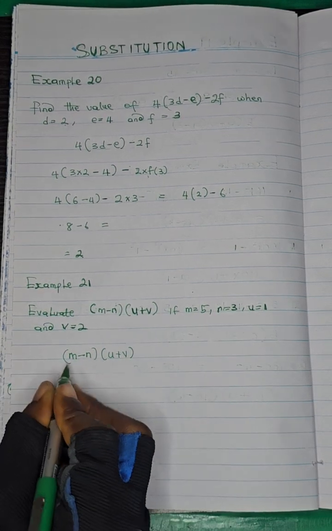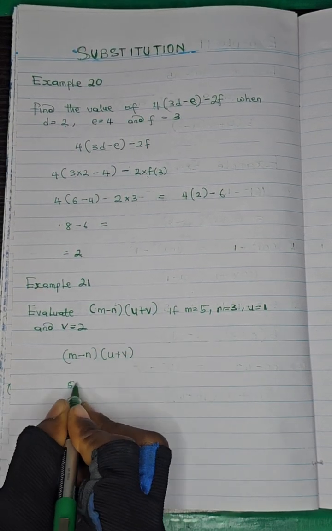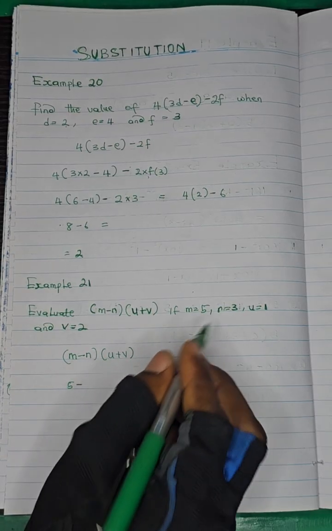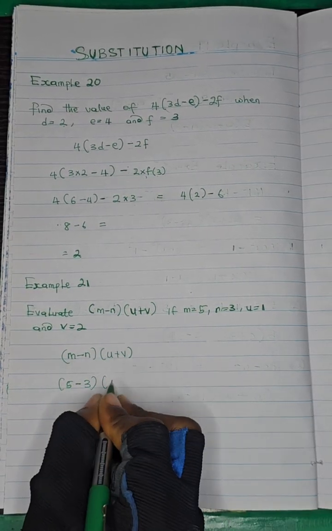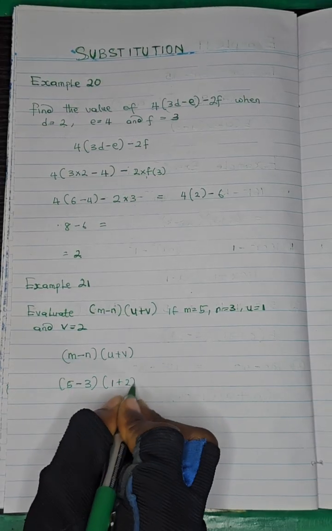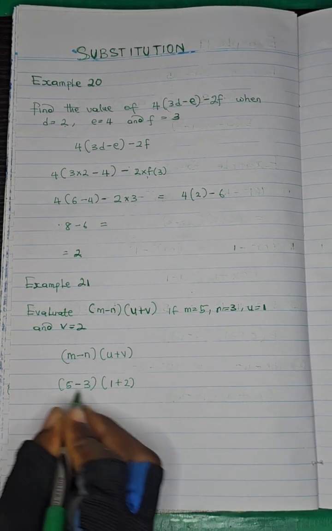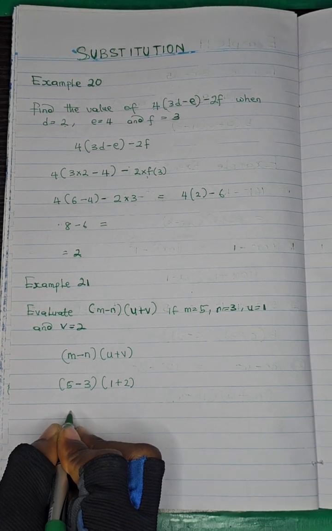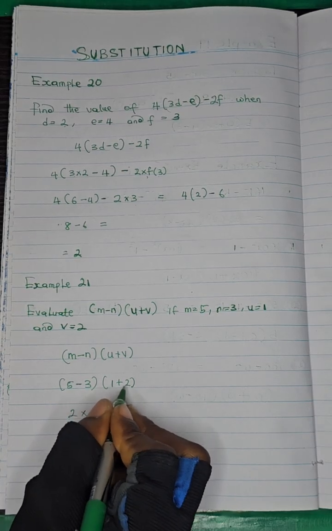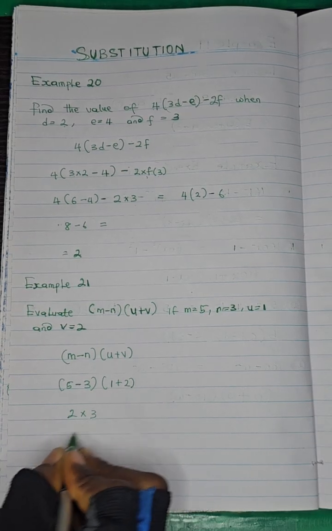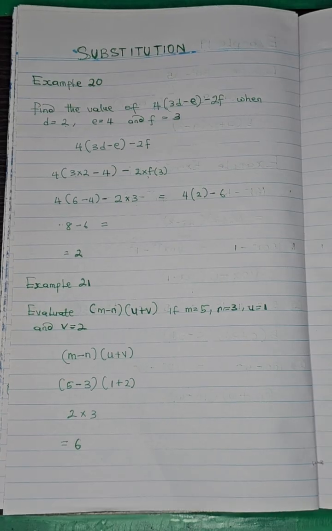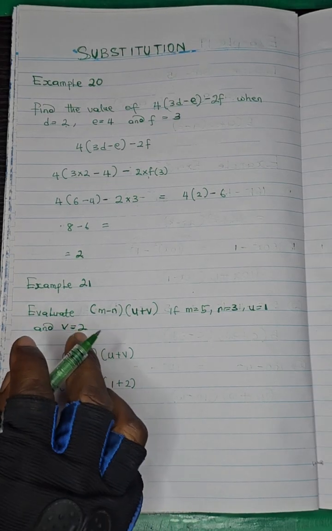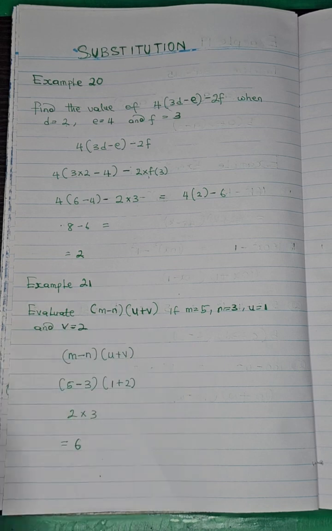So let's substitute. m is what? 5. You now have 5 minus n. n is what? 3, in bracket. u is what? 1, plus v is what? 2, in bracket. So if we solve for this, 5 minus 3 is what? 2, times 1 plus 2 is what? 3. So your final answer is what? 6. So this is very simple substitution. Just simply replace the alphabet with the value given for the substitution.